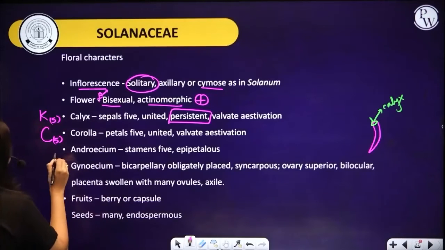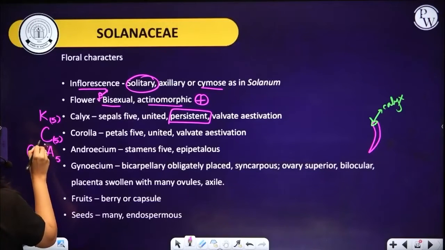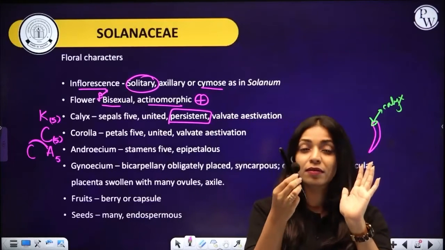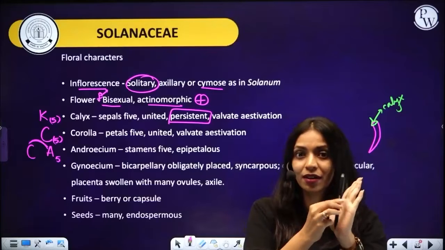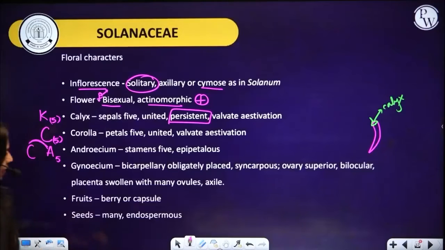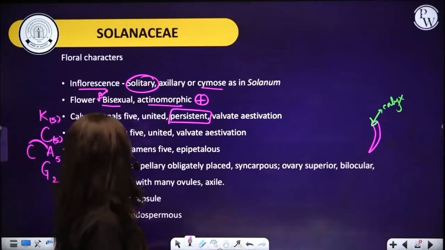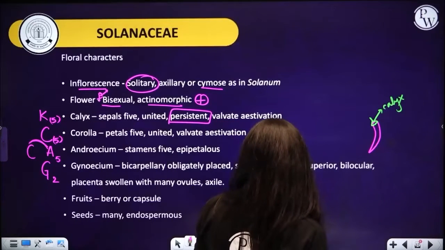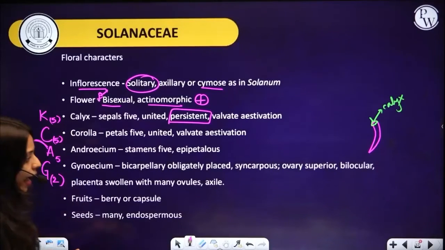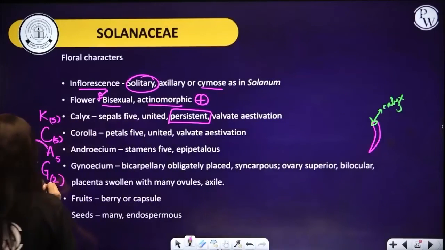Androecium. There are 5 stamens. Epipetalous means they are attached to the petals like this. If this is one petal, the filament of the stamen would have been fused with the petal. So we represent that with a curved line connecting A to C. Gynoecium, bicarpellary. There are two carpels, obliquely placed. Syncarpous, meaning they have fused. And ovary is superior. Ovary is superior means you have to draw a line below the G here.